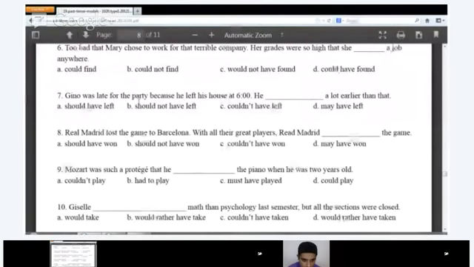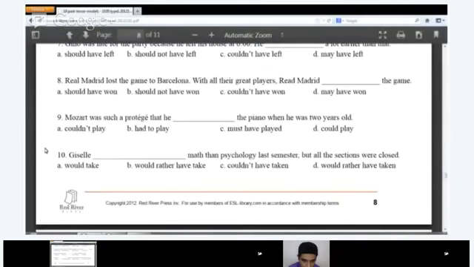Okay, Real Madrid lost the game to Barcelona. With all their great players, Real Madrid should have won. Exactly, should have won. And why not could have, couldn't, okay. Yeah, good. Okay, let's finish this page off.